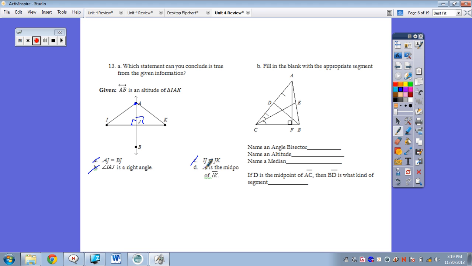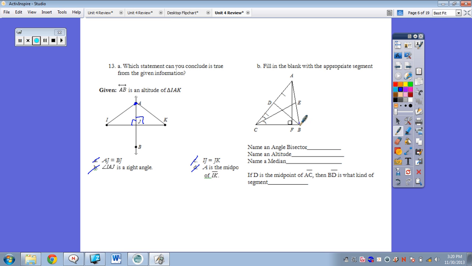And then D, A is the midpoint of I and K. Well, in order to be a midpoint of IK, they would have to be on the same line, and I, A, and K are not on the same line, so that is also not true. So none of those statements can you conclude is true from the given information.